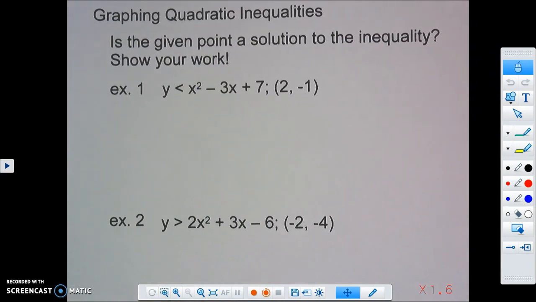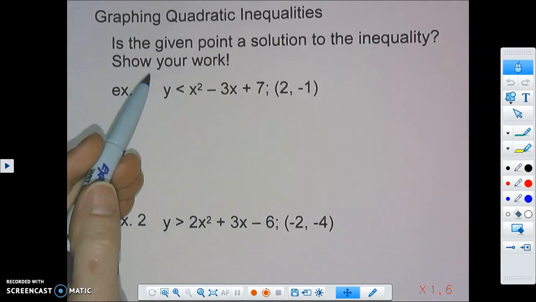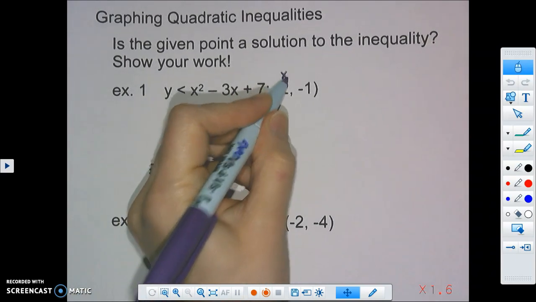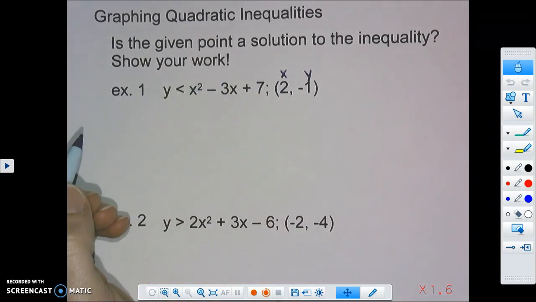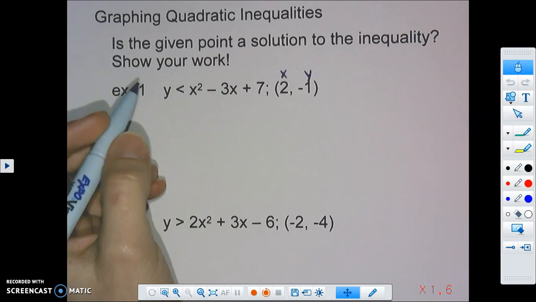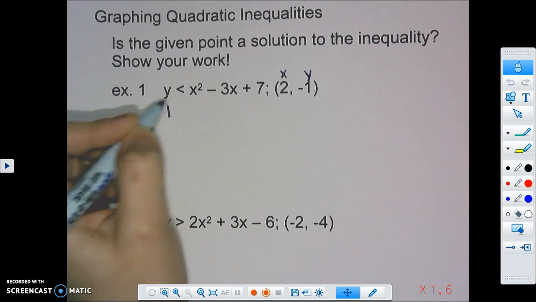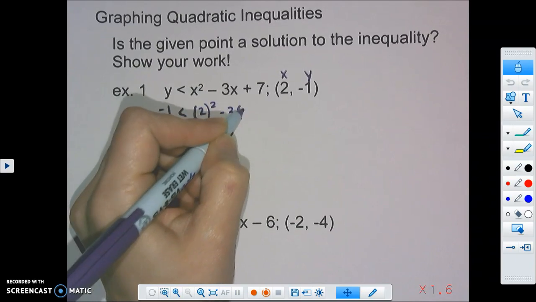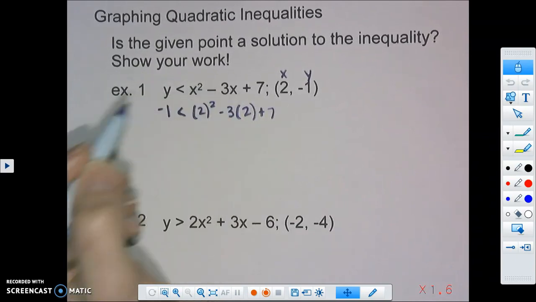There's two ways you can do this, but the way that we're going to use to show our work is doing this algebraically. So in this point, (2, -1), 2 is our x and -1 is our y. That means everywhere we see an x here, we're going to plug in 2. And everywhere we see a y, we're going to plug in -1. So we would have -1 is less than 2 squared minus 3 times 2 plus 7.